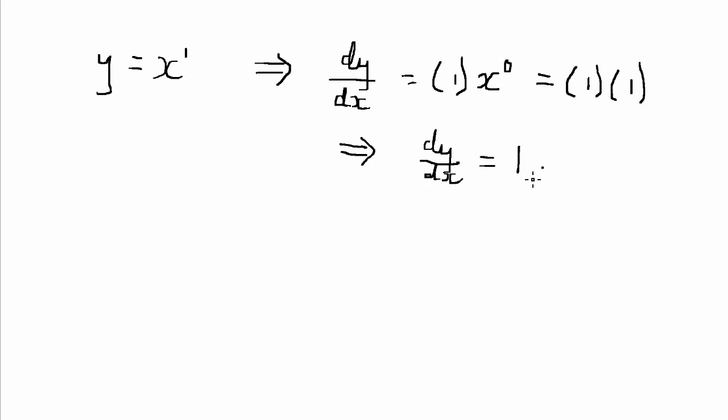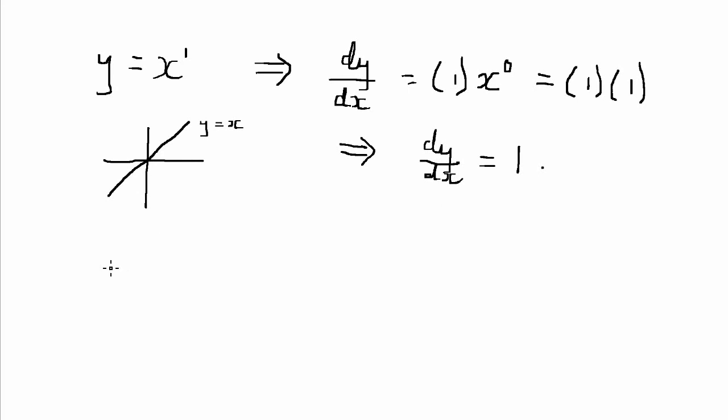Well, that's just a number. I thought we said we were going to get functions rather than numbers. Well, if you think about what this original thing is, it is a straight line with a gradient of 1. So this makes perfect sense that we would get that.